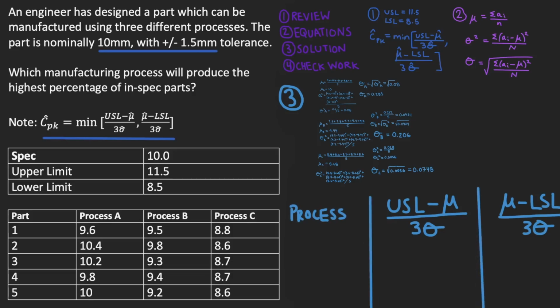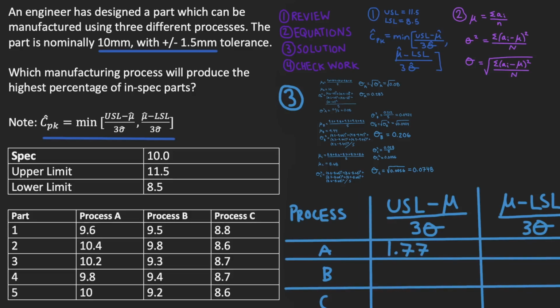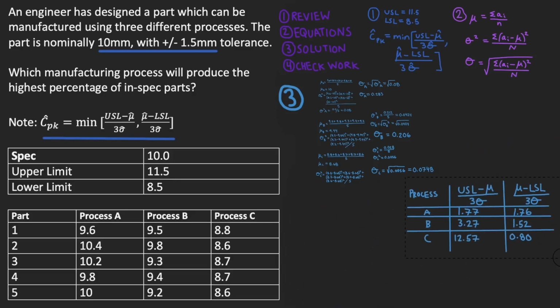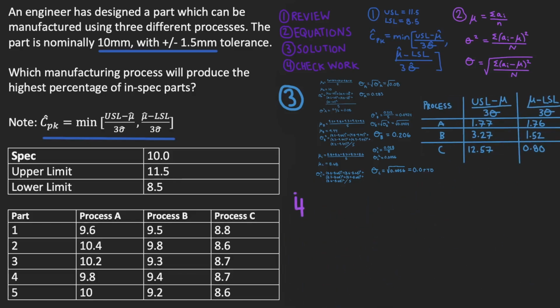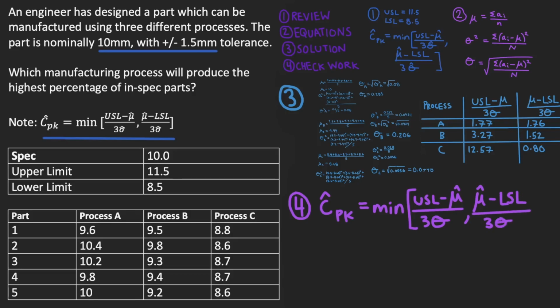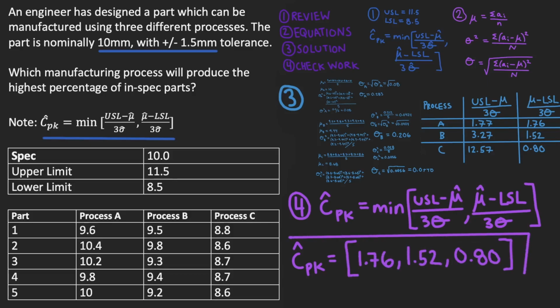Now that we know the averages for each part and the standard deviations for each part, we can plug all of these into our process capability index equation. So I'm going to set up a table with our process capability index and process A, B, and C. And you can see that the min for A is going to be 1.76, the min for B is going to be 1.52, and the min for C is going to be 0.80. So our process capability is equal to the min of 1.76, 1.52, and 0.80.